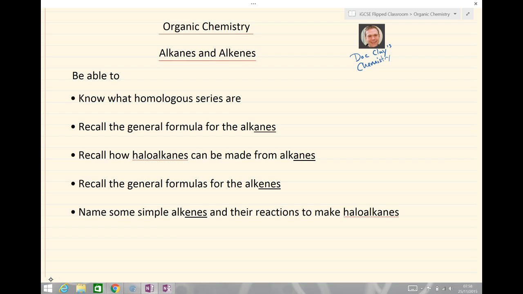Today's lesson is all about organic chemistry again, and in particular we're going to be looking at alkanes and alkenes. So, the purpose of the lesson is you should be able to do the following 5 things. First of all, we should know what homologous series are. Secondly, you should be able to recall the general formula for the alkanes. Recall how haloalkanes can be made from alkanes. You should be able to recall the general formulas for the alkenes and name some simple alkenes and their reactions to make haloalkanes. Okay, so let's go and have a look.